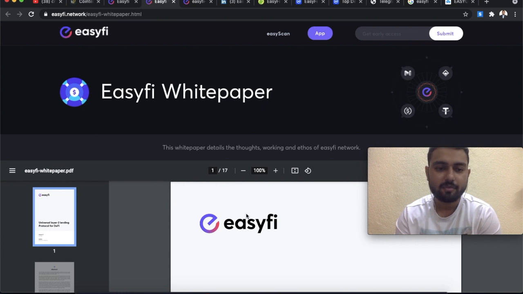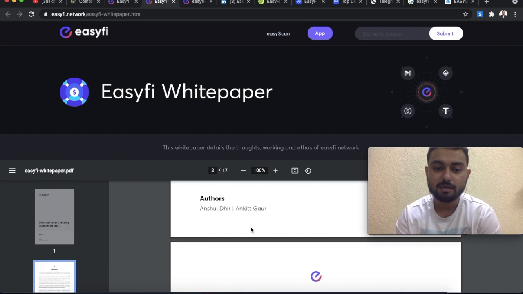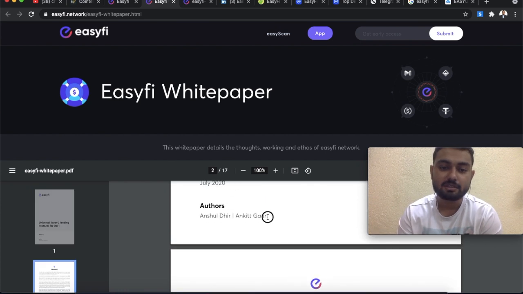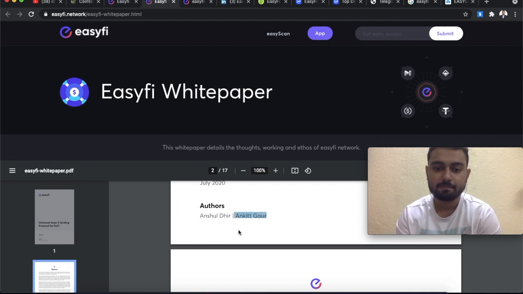So the white paper I've opened. What are the things that I need to notice on the white paper? Number one is the authors. Who are the authors basically? So it's Ankit Gaur and Anshul Dher. They are basically the founder and COO of EasyFi, right?